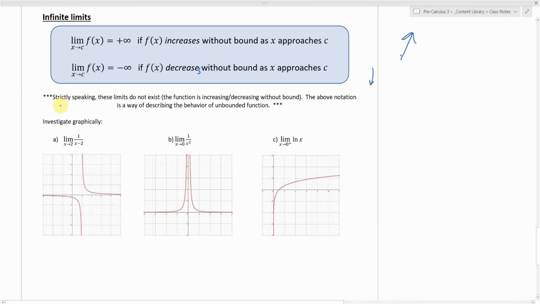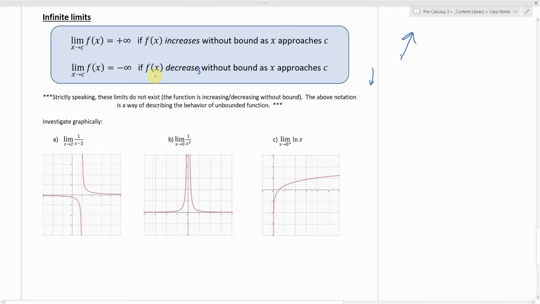Okay? It's worth pointing out here that, strictly speaking, if the function is increasing without bound, then it's not heading toward a specific value. And we said by definition the limit is the value that you're getting infinitely close to. Well, infinity you can't get any closer to it no matter how far you go, right? So you can't actually get close to infinity. So in a strict sense, the limit does not exist. The limit is a specific number that you approach, and infinity is not a number that can be approached. It's not a number at all.